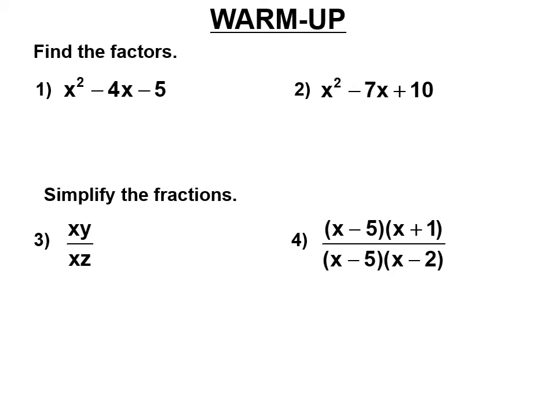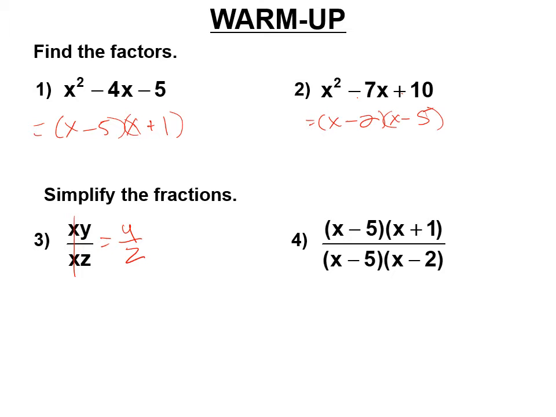Let's see that. All right, so let's remind ourselves of the things we've learned. To factor this, it would be x, and we have a 5, and I think it's x minus 5, x plus 1, yes. And here we have an x, and they're both going to be the same because this is a plus and that's a minus, and minus 2, minus 5. Okay, and simplifying fractions. Can we just cross out these x's? Yes, we can. This is y over z.